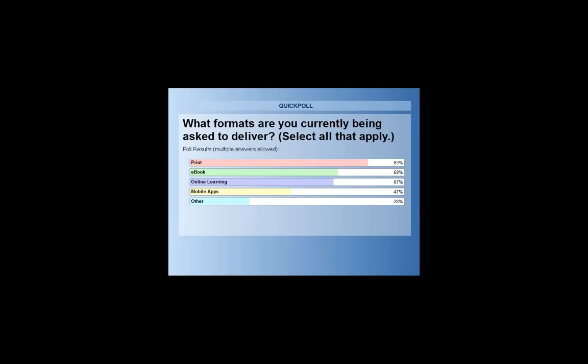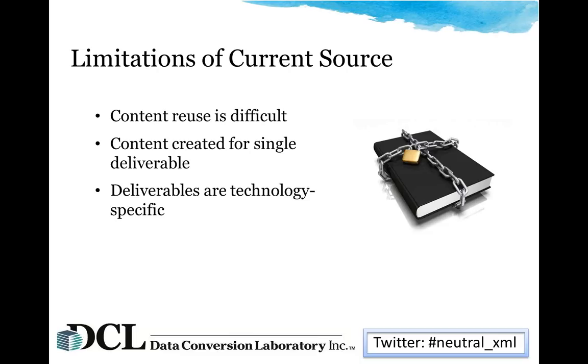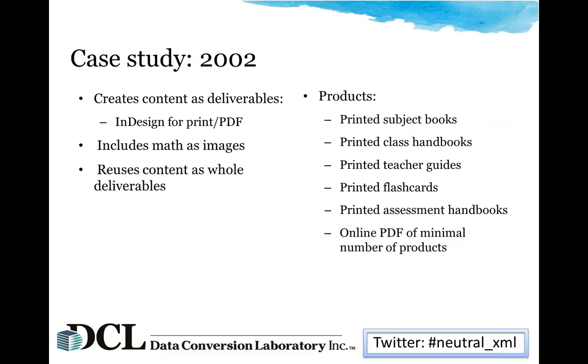So what's wrong with your current source, you say? Well, there are some limitations. Most of the time your content has been created for the format in which it is expected to be delivered. This means that there is no separation between the content and its delivery. And to give us a little bit more context, I'm going to do a case study.